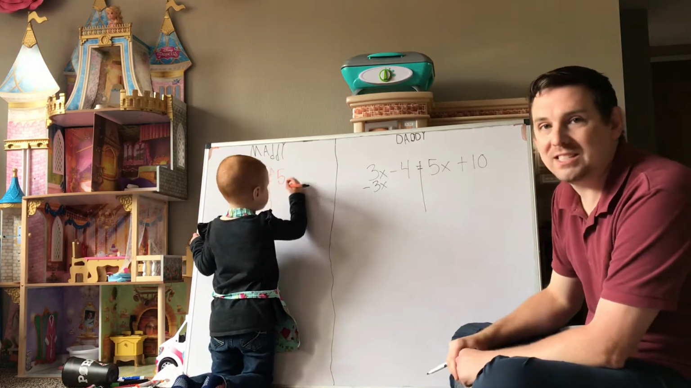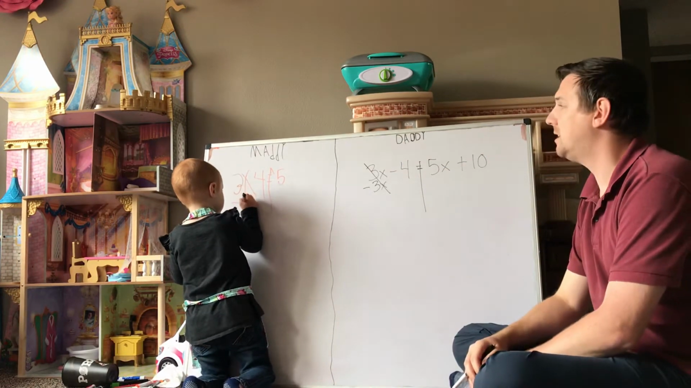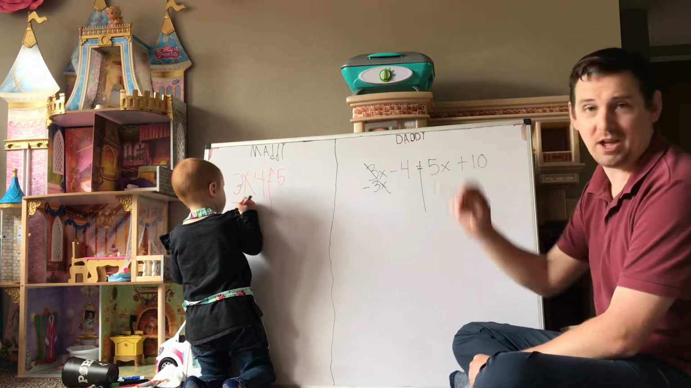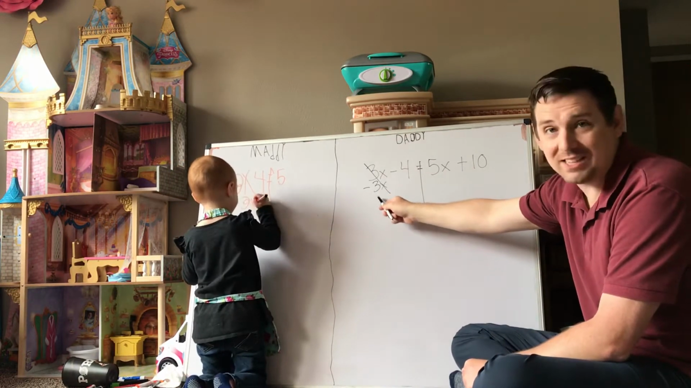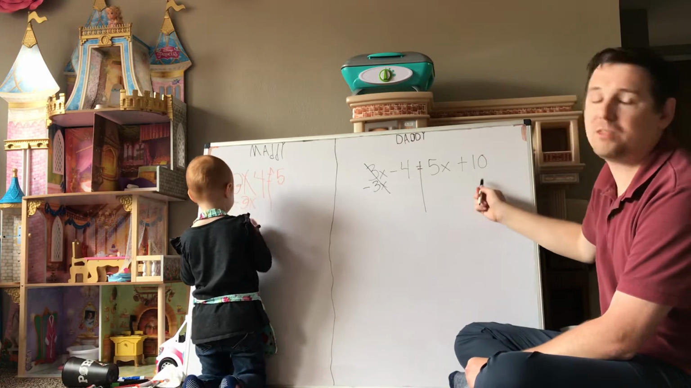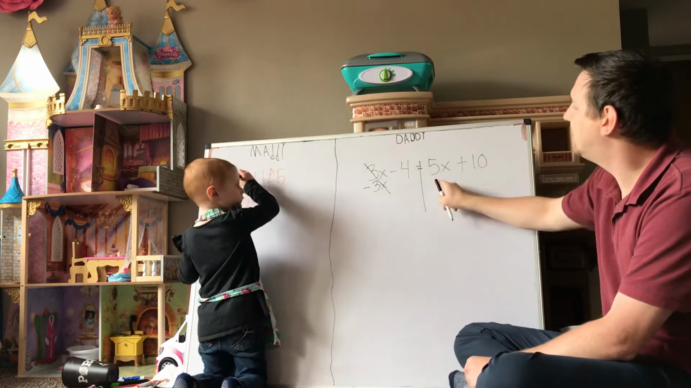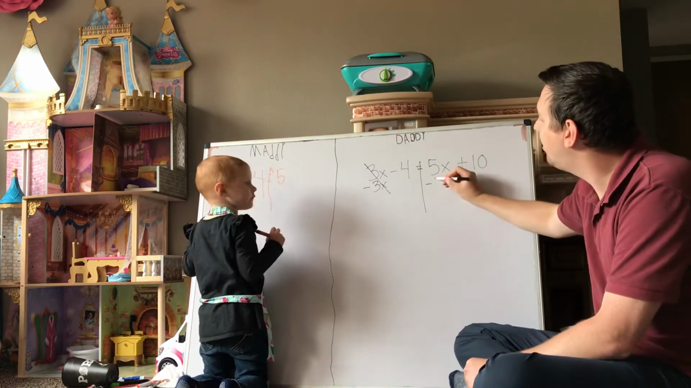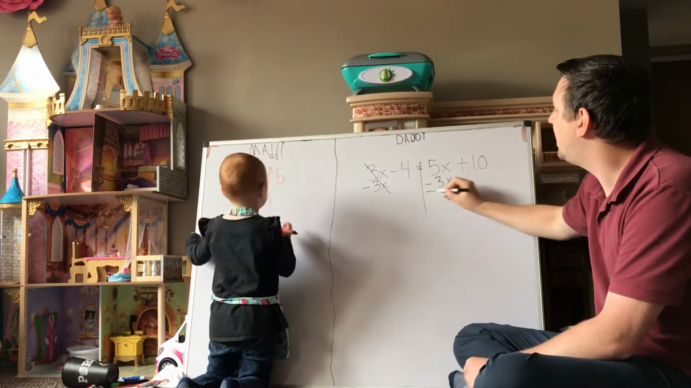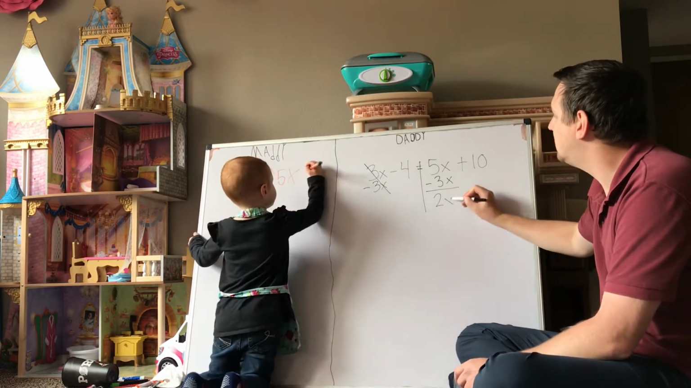So 3 x's take away 3 x's is 0, which means we get to cross it out, just like Maddie's doing. If I take away 3 x's on this side, I need to take away 3 x's on this side. But what should I take the 3 x's away from? That's right, we need to take it away from the other x's. So we're going to take 3 x's away from 5 x's, which is 2 x's.